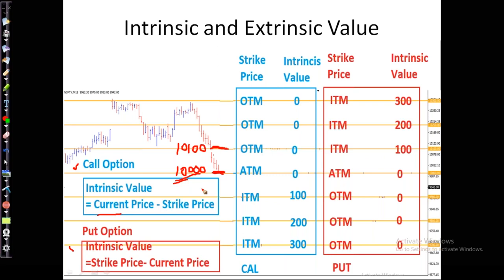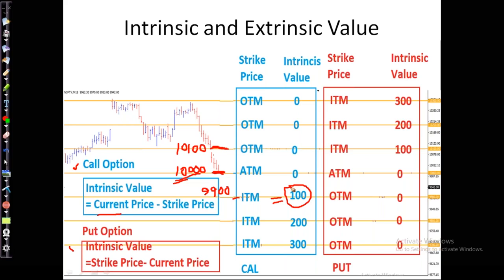What is the strike price? Suppose I want to buy this strike price somewhere here, 9,900. So when we deduct strike price from current price, what value comes? That is called intrinsic value. Now you can see when we deduct 9,900 from 10,000, what result comes? There are 100. This 100 is the intrinsic value. Remember, this is called intrinsic value. That is why in the money there is intrinsic value, in out of the money there is no intrinsic value.